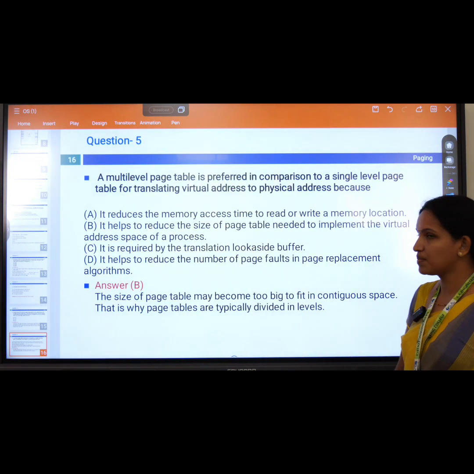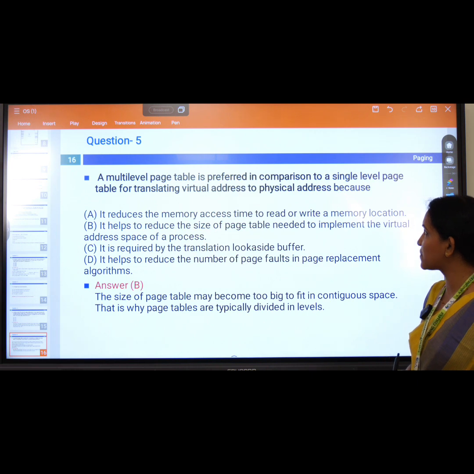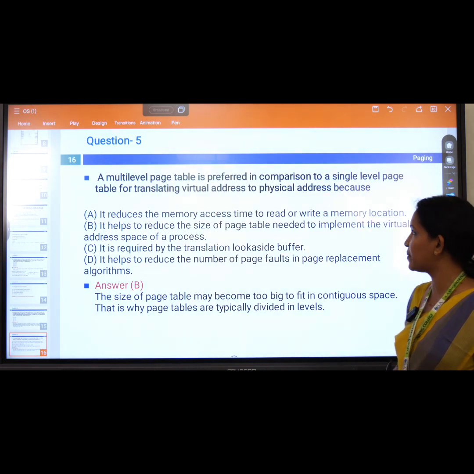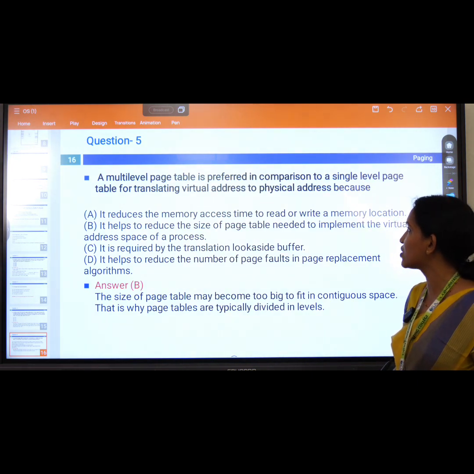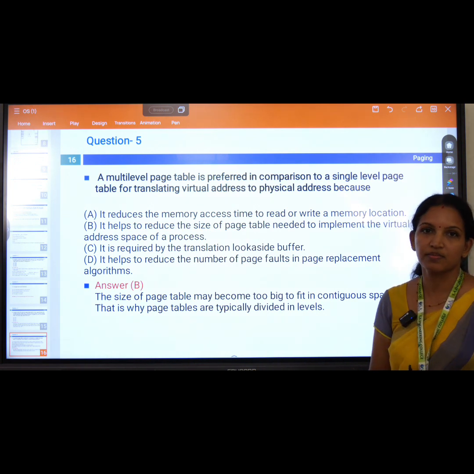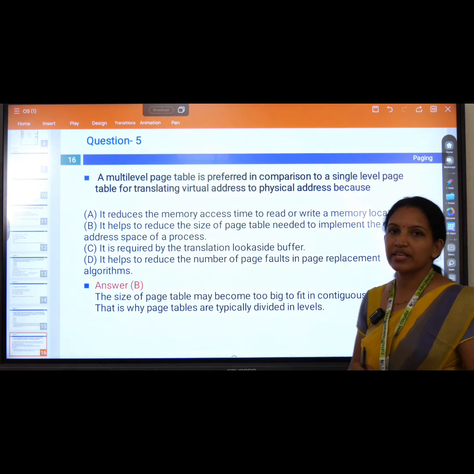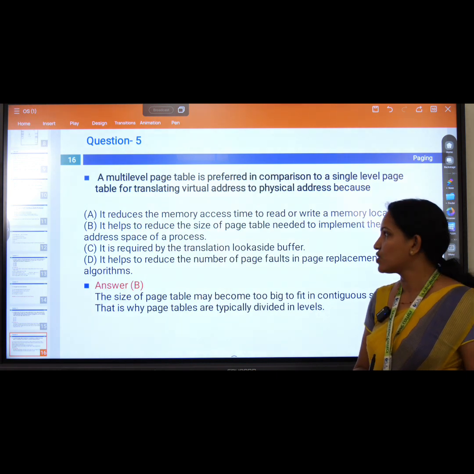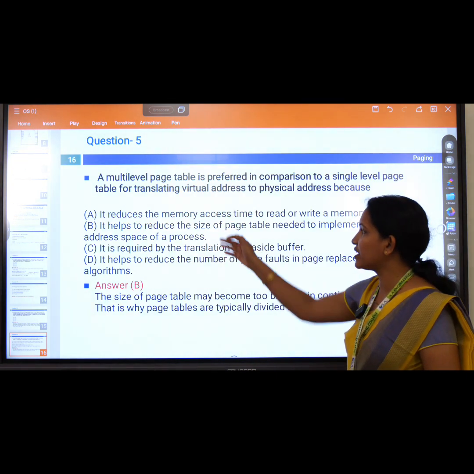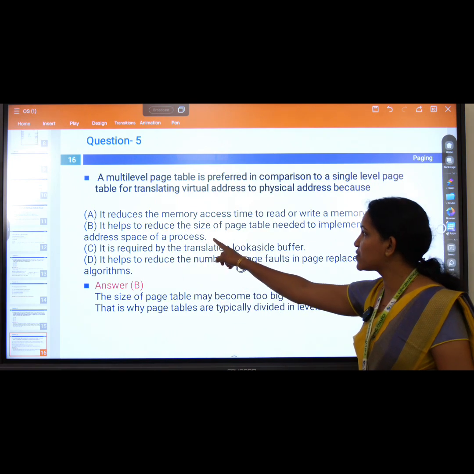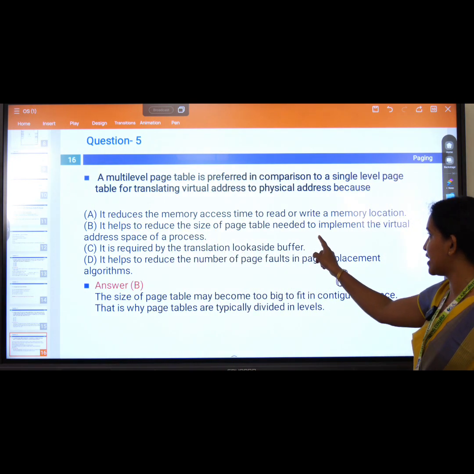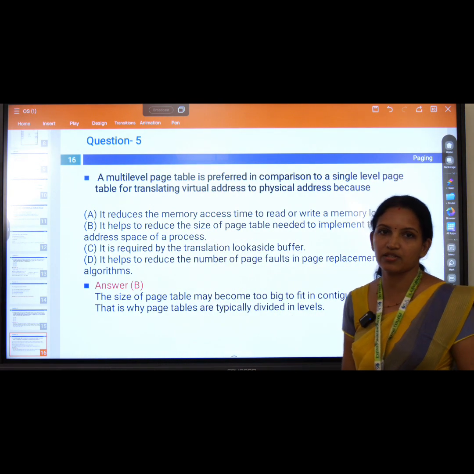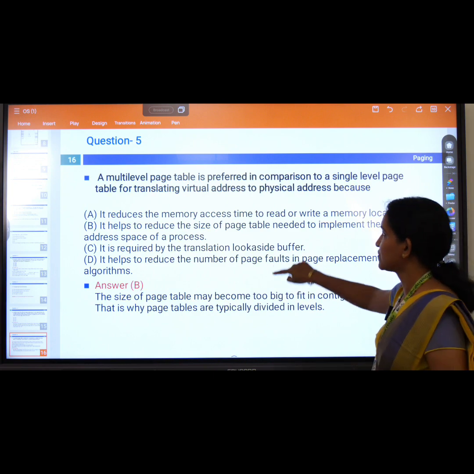Question number 5. A multi-level page table is preferred in comparison to a single level page table for translating virtual address to physical address because... So multi-level page tables are always used to reduce the size of the page table. So here the option B is correct. It helps to reduce the size of page table needed to implement the virtual address space of the process.